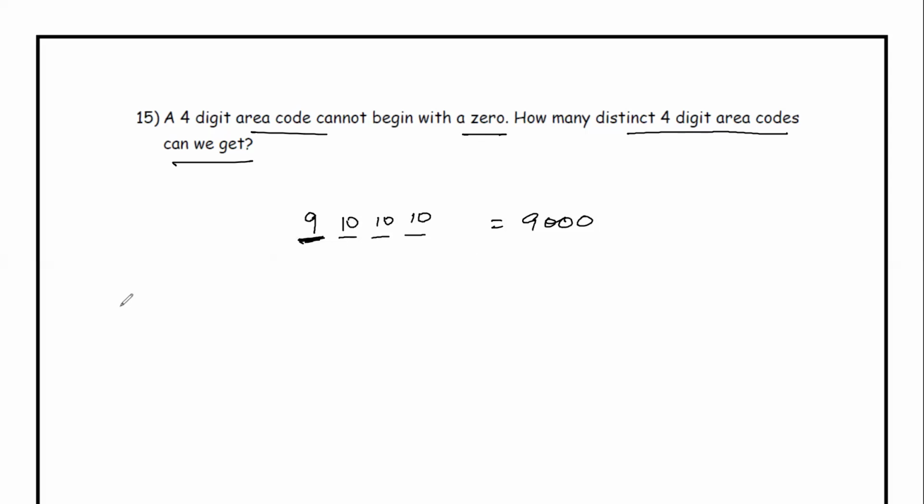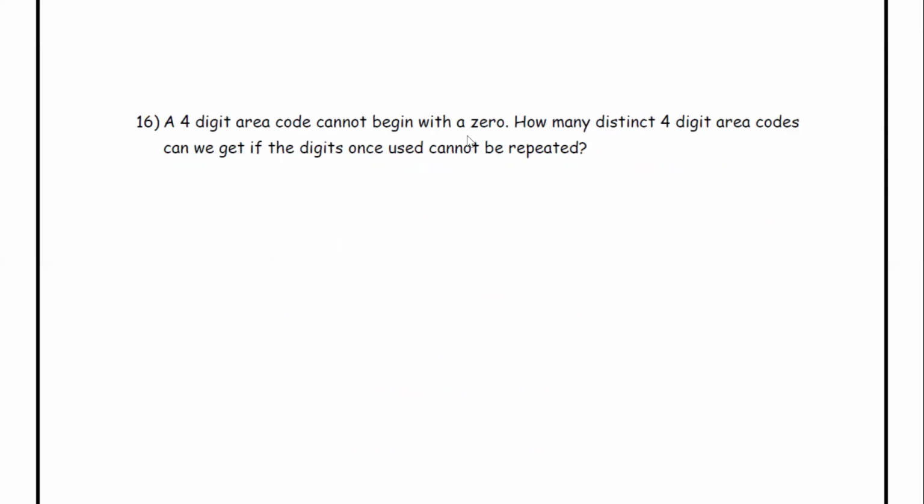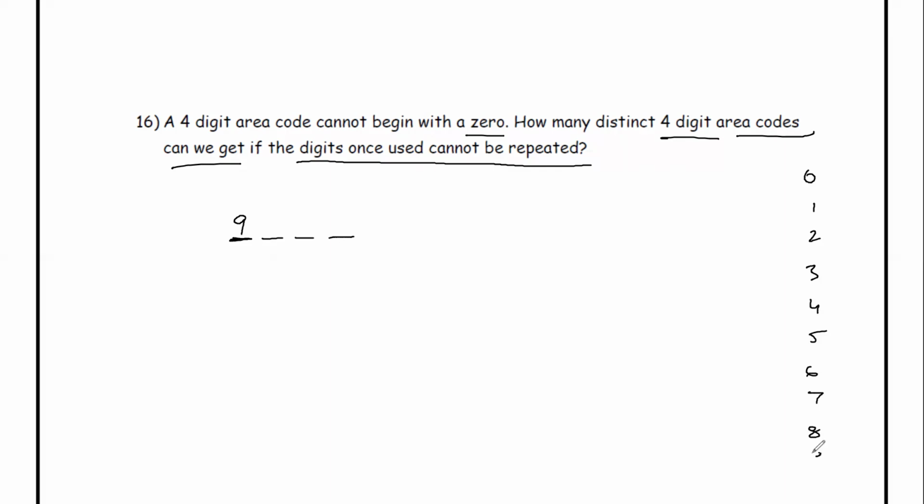Okay. Going on to question number 16. A 4-digit area code cannot begin with a 0. How many distinct 4-digit area codes can we get if the digits once used cannot be repeated? Now, out here, you cannot have a digit once used repeated. So put 4 dashes first. It cannot begin with a 0. So there are 9 options here, 1 to 9. Remember the digits are 0, 1, 2, 3, 4, 5, 6, 7, 8, and 9. So 0 is not there in the first position. It cannot begin with a 0.